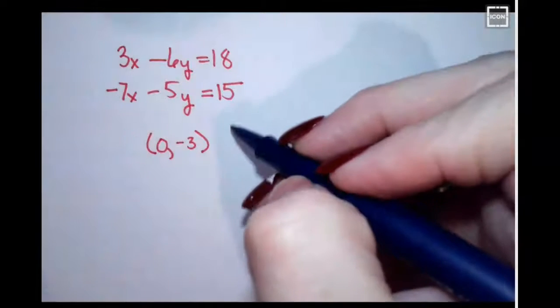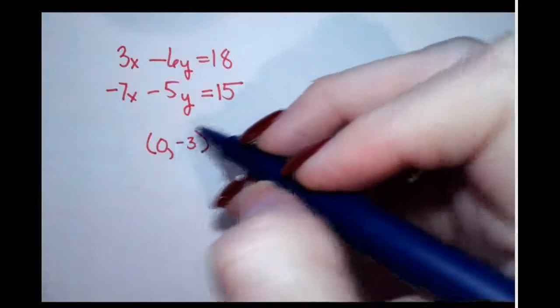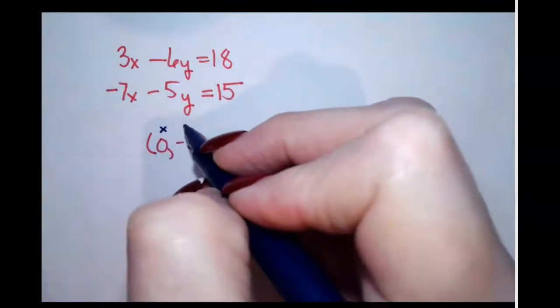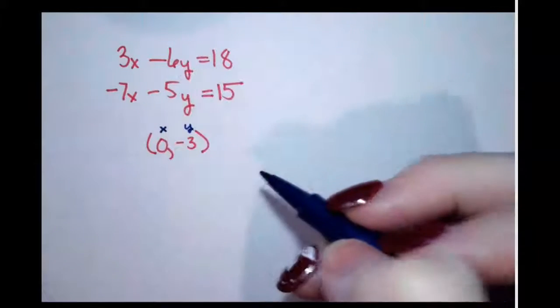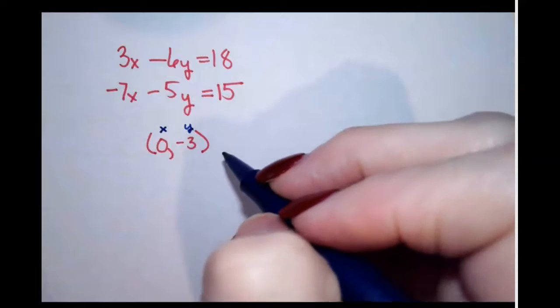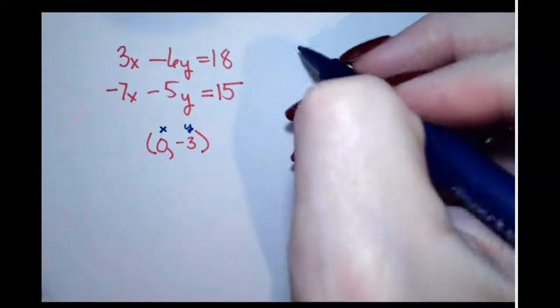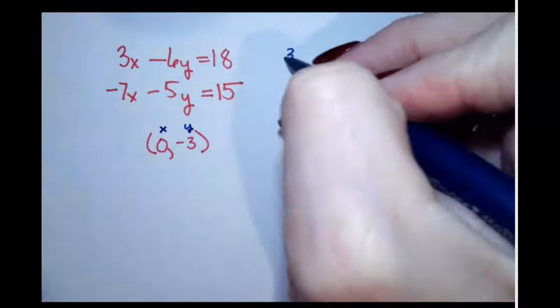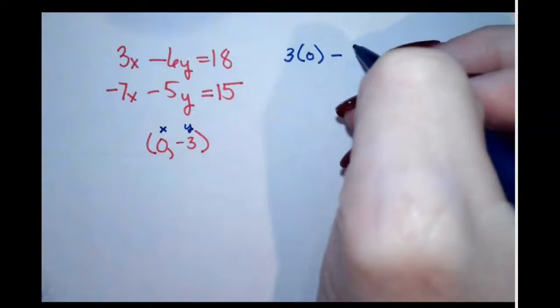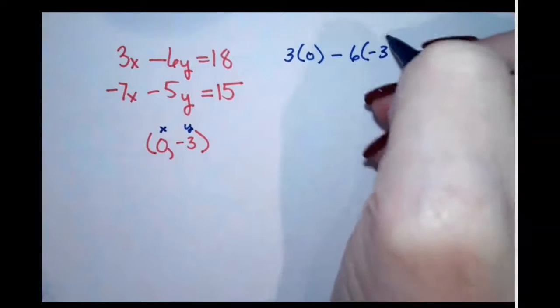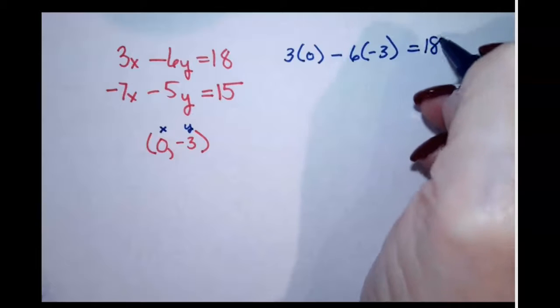So to prove an answer, you simply, this is an X, this is a Y. We take them and put them in and see if it works. This is a skill you have to understand and use on a lot of different things. So X is 0, so 3 times 0 minus 6 times negative 3 is equal to 18.